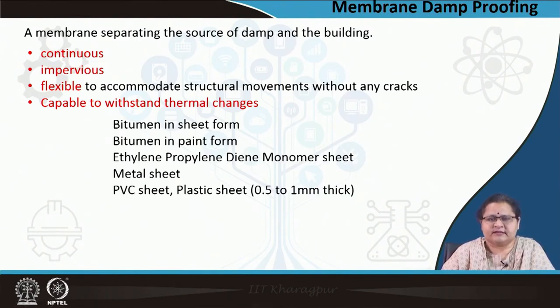What could be the materials? You see, I have jotted down a list for you. Bitumen in sheet form, bitumen with sand also together, asphalt flooring you will get in sheet form, bitumen in paint form. So a thick paint of around 3 millimeters can be applied, and it can give that impervious, continuous, flexible, thermally acceptable material. Other materials which have come presently is ethylene propylene diene monomer, which is called in short EPDM sheets.